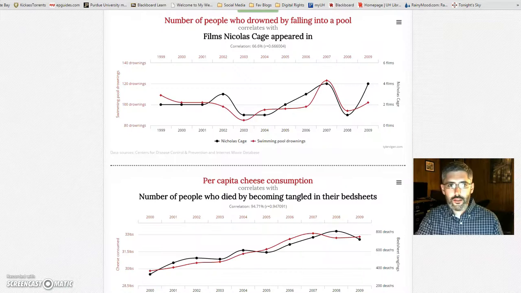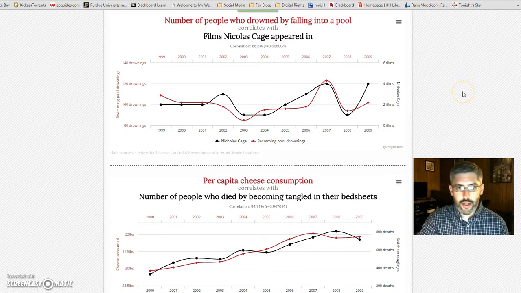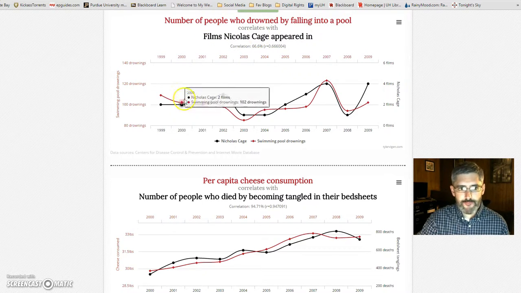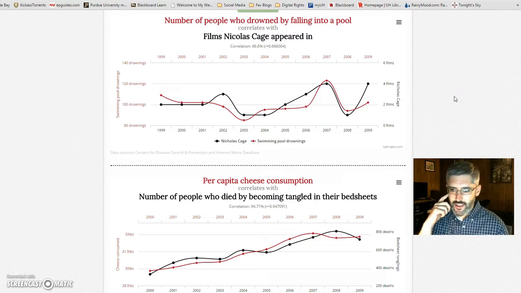Just another little fun example here. These are things which are correlated, but are not connected by causation at all. For example, the number of people who drown by falling into a pool and Nick Cage films. Pretty highly correlated here, but you can't really argue that one of these things is causing the other.